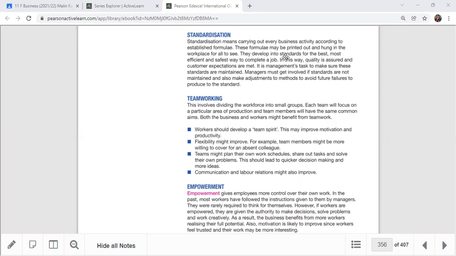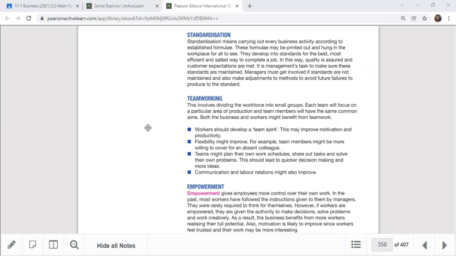After the 5-way system, today we are going to discuss the other related principles of lean production, which are standardization, team working, and empowerment. Right. We'll start with the first concept, standardization. This is another lean management related concept.